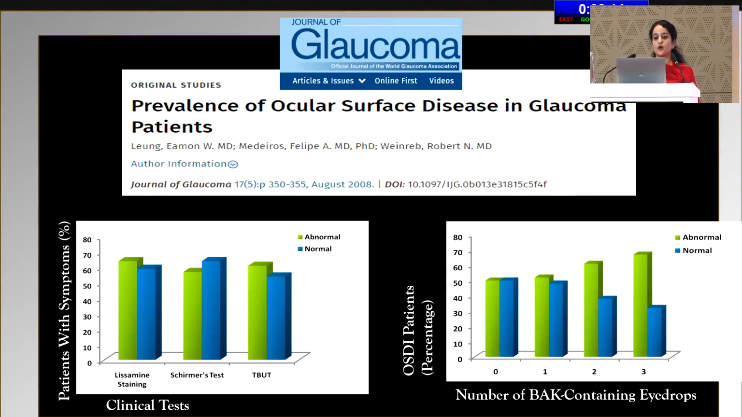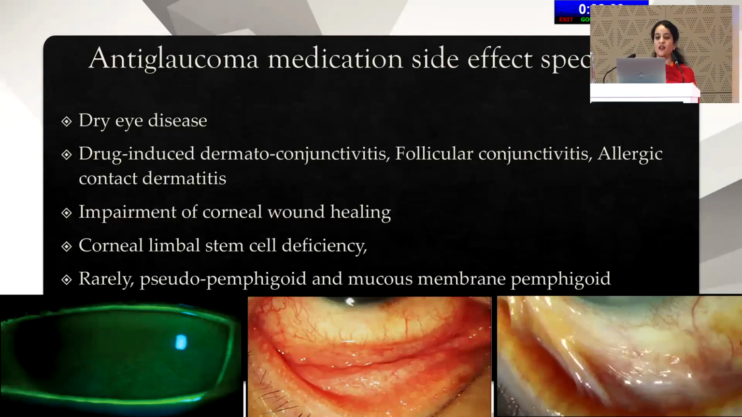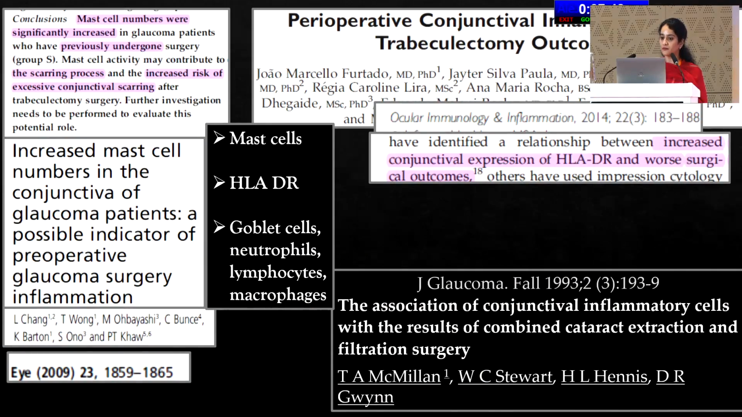The prevalence of OSD in glaucoma patients has been linked to the number of preservative-containing eye drops. The different medications can cause different side effects. For example, drug-induced dermatoconjunctivitis, as you can see over here, commonly seen with the prostaglandins that we use, and follicular conjunctivitis. We have impairment of corneal wound healing and conjunctival wound healing, limbal stem cell deficiency, and rarely we can also have a pemphigoid-like picture.